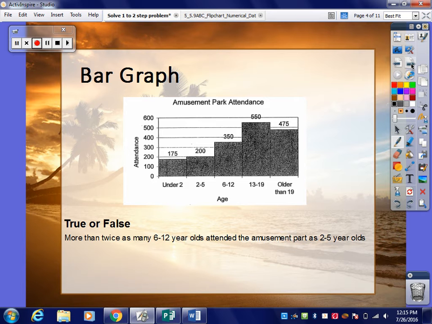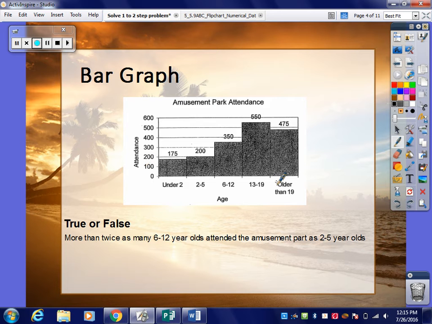If you think you have an idea of the data yet, Jose, what is one thing that you know from this graph? You know that the amusement park attendance is what is being shown. Good, you found that from the title. What else do we know? So we know the age and the attendance is what's being compared.